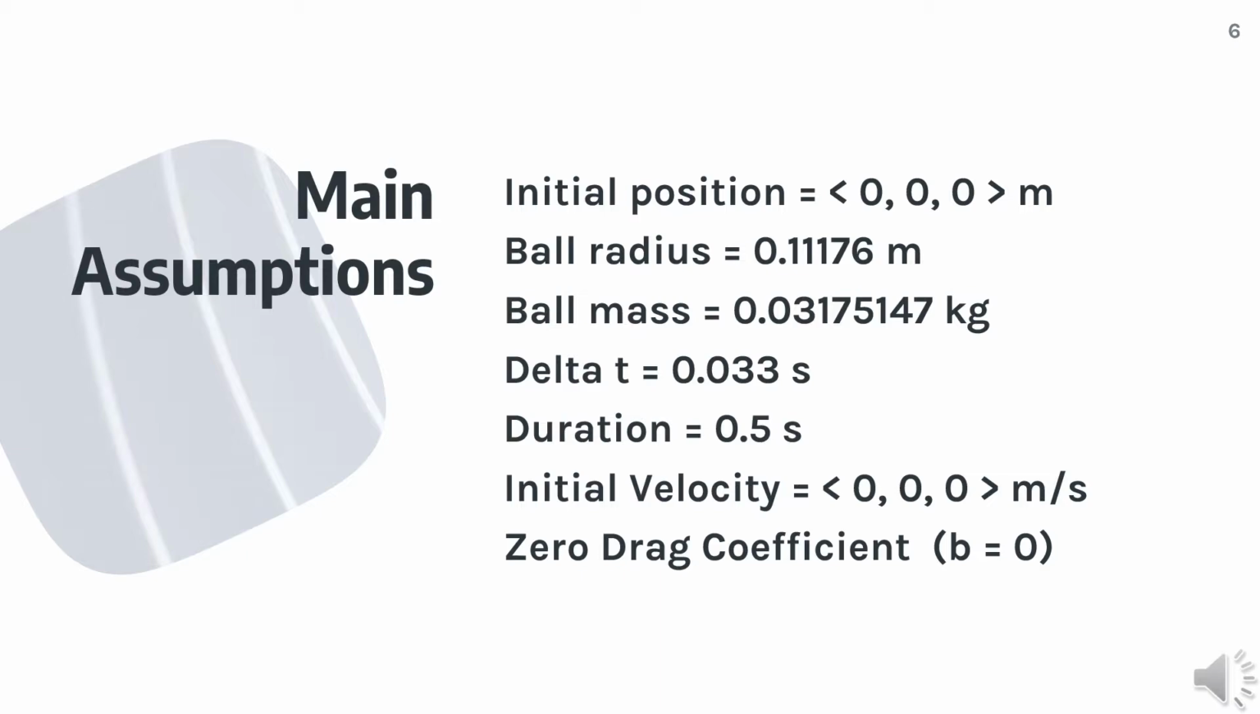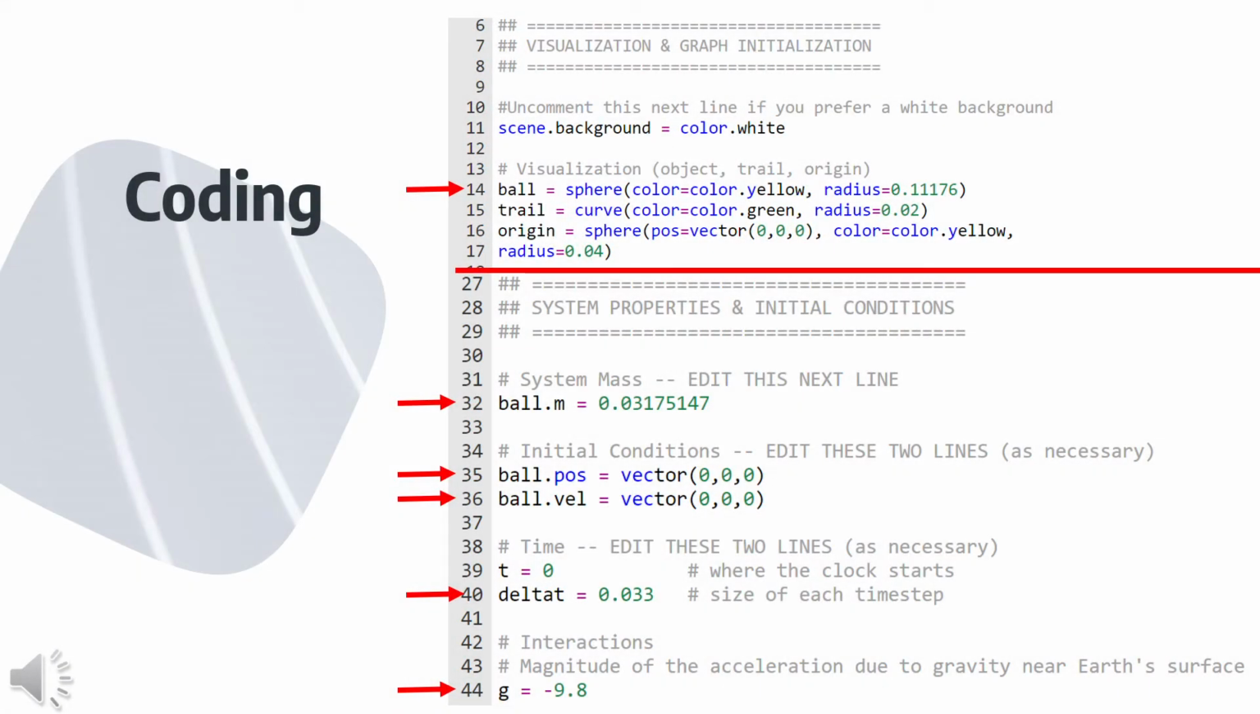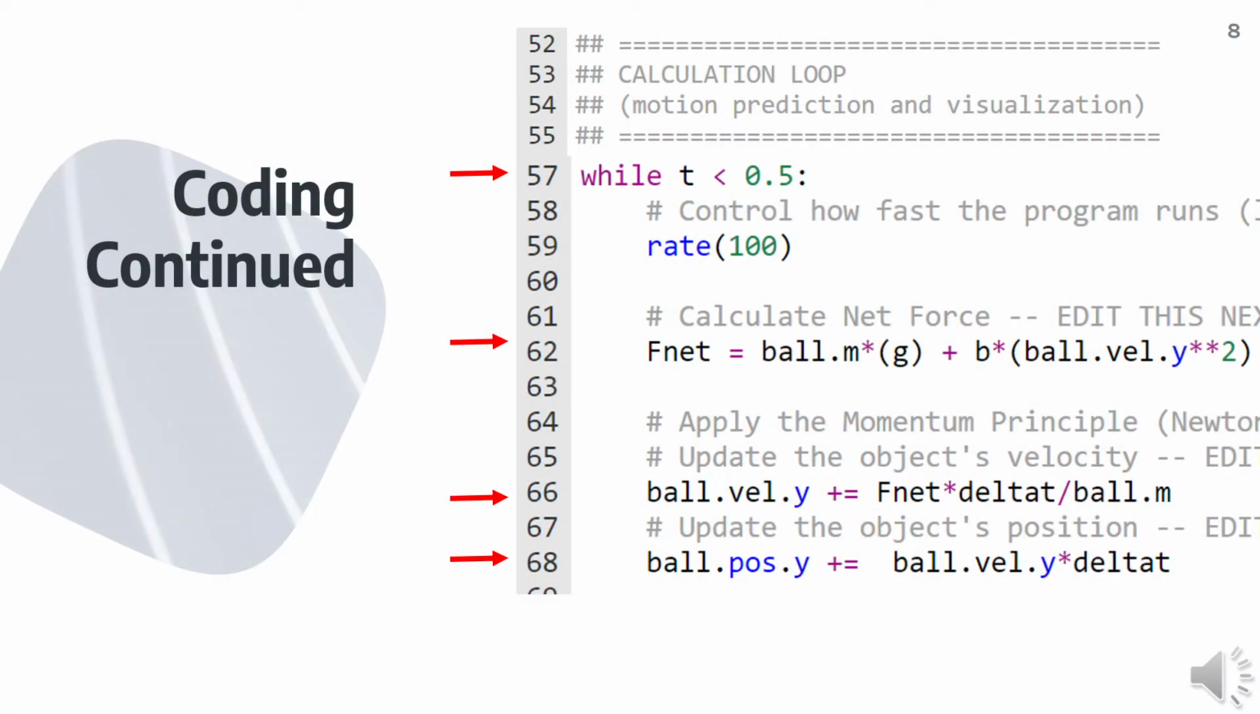In this next part, I changed the code. The red arrows point out where I added these main assumptions. The rest of the code is shown on the next slide. Here's the last of the code. You can see that I input the equation F net equals the mass of the ball times the acceleration due to gravity plus the expression for turbulent air resistance, b times the velocity squared. I also used the momentum principle to update the velocity and in turn the position. Let's see what the program ran.